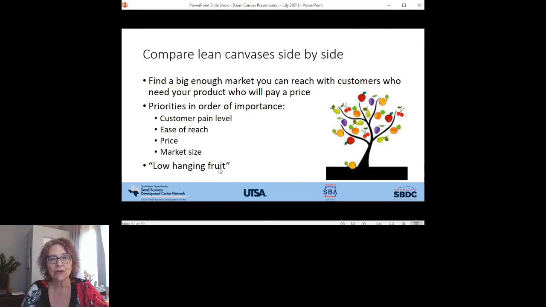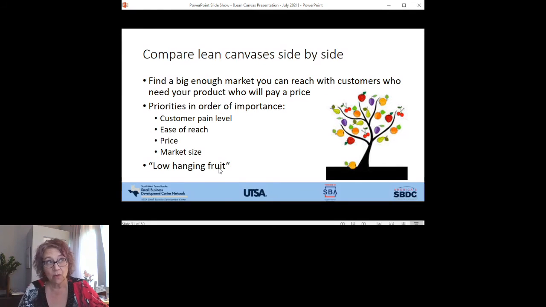How much pain is your customer in? And I don't mean necessarily physical pain, but how much of a hassle does your customer have to go through to solve that problem? And sometimes it is pain. Ease of reach. Are you able to get the word out and get the product or the service out to a number of people quickly? Is it easy for them to contact you to get the product or service? And then where is your price? How does your price line up against any other solutions to the problem?